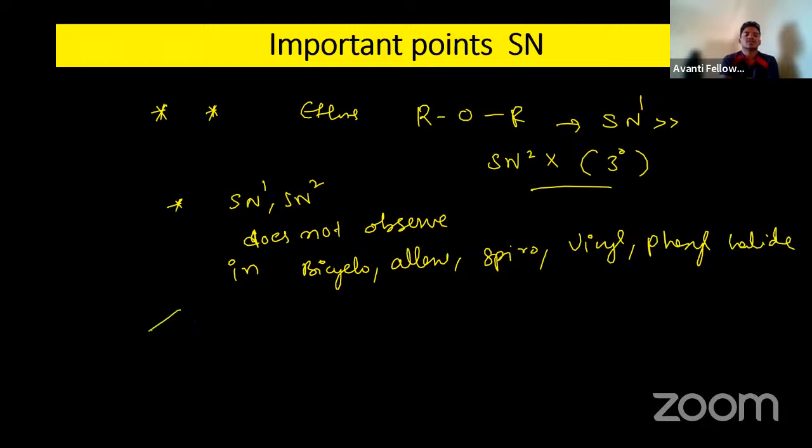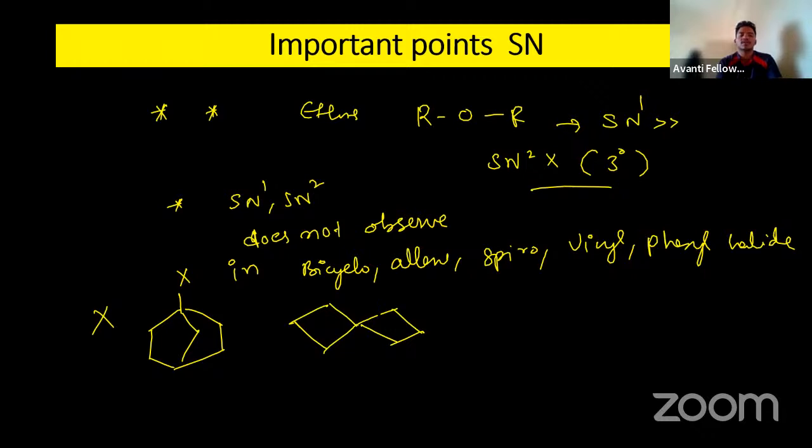Bicyclo, what is it? Just draw one structure here and draw one bridged carbon here. If the halogen is attached to the bicyclo compound, it will not undergo SN1 and SN2. Even for a spiro compound also. Let's suppose you are having a spiro compound, which is a pentavalency, this is also not undergoing. Even for the vinyl, how will it be there?